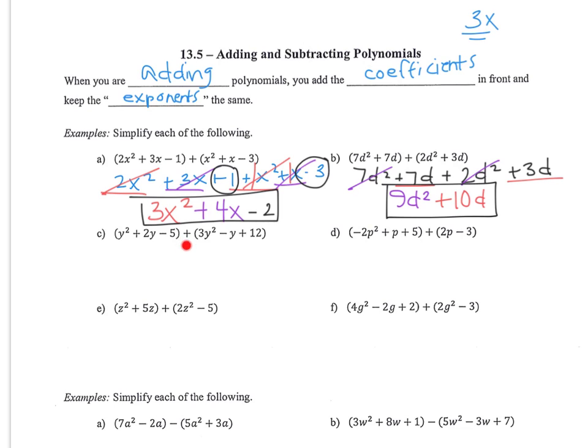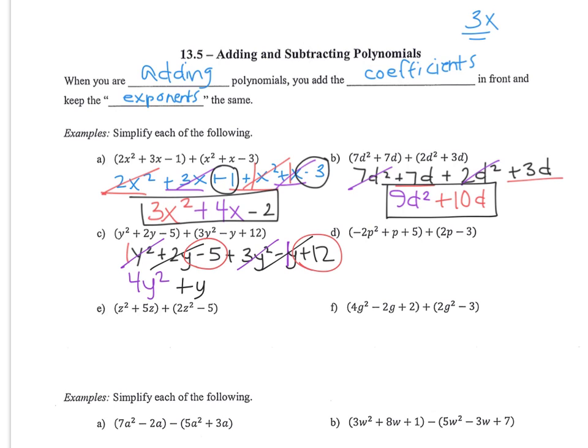And then letter C, we're adding these. So I just get rid of the parentheses. So it's y squared plus 2y minus 5 plus 3y squared minus y plus 12. So I'm going to put a 1 in front of this, and I'm going to add 1y squared and 3y squareds to make 4y squareds. And there's a 1 in front of here too. So 2y and negative y is 1y, or y. Negative 5 and positive 12 is plus 7.